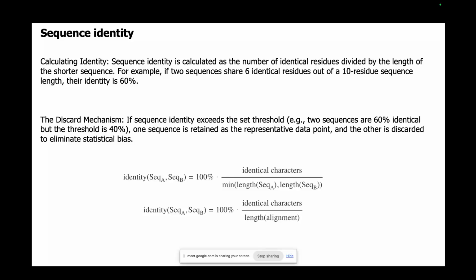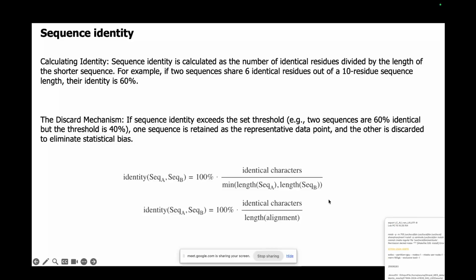If one sequence length is 12 and another is 10, we consider the shorter length, which is 10. If the identity exceeds a certain threshold, say two sequences are 60% identical and you have put a 40% threshold, then one sequence is retained as the representative data point and the other is removed, to eliminate that bias we were talking about, from very similar sequenced proteins in your database.